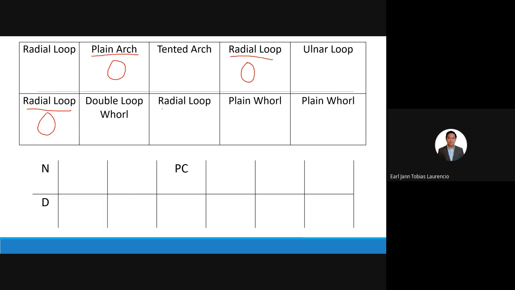Oh, next. What's the next one? Ito ulit, radial loop rin, sir. Yan, radial loop ulit. Oh. May value? 0 ulit, sir. 0 ulit. Namumuro ka na sa 0. Ano yung susunod? Plain whorl, sir. Yan, plain whorl. May value ba yan? Meron po. 2, sir. 2? Paano naging 2 yan? Ay, 1, sir. 1 pala. 1 lang. Ikaw naman. Okay, so 1.